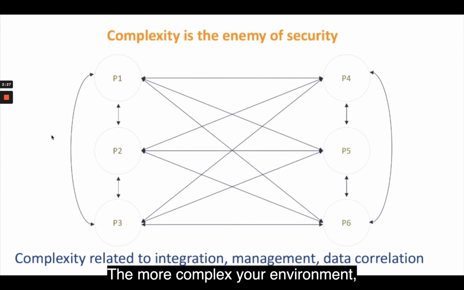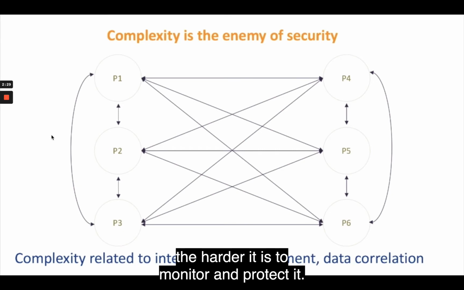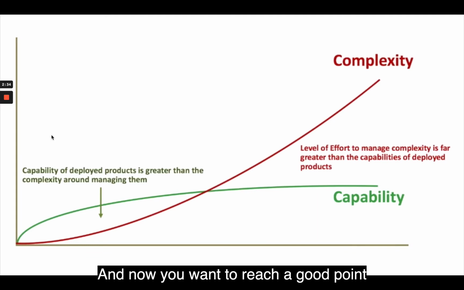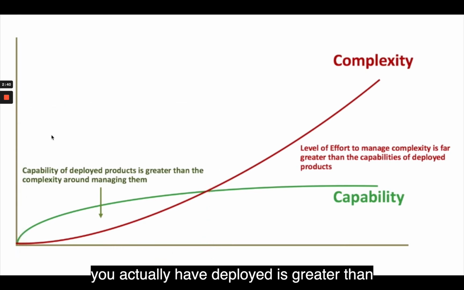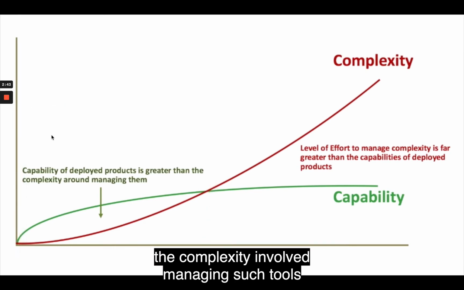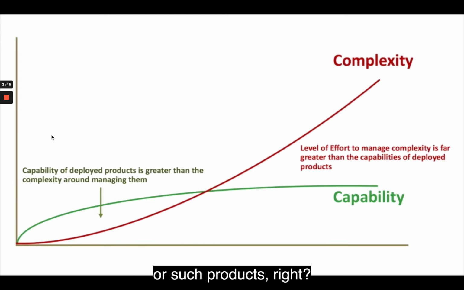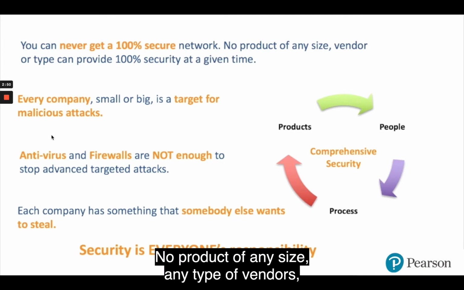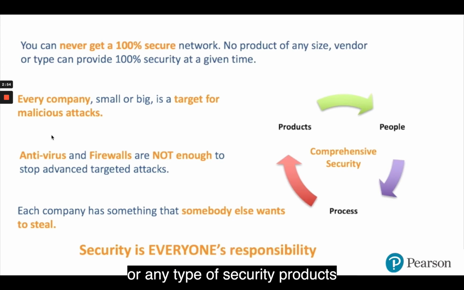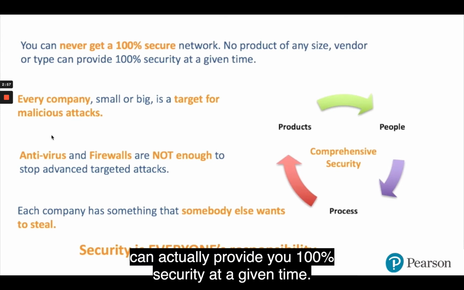The more complex your environment, the harder it is to monitor and protect it. Now, you want to reach a good point where the capability of the security monitoring tool you actually have deployed is greater than the complexity involved managing such tools or such products, right? You can never get a 100% secure network. No product of any size, any type of vendors, or any type of security products can actually provide you 100% security at a given time.